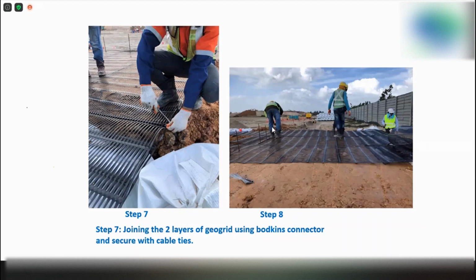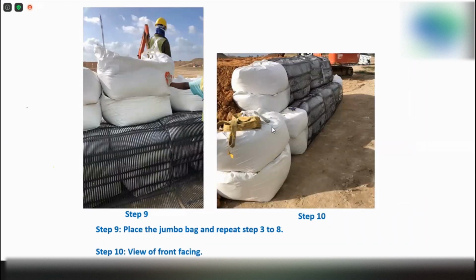So this is how it looked like with using the sandbag, or we call it jumbo bag, as a facing for the geogrid to be wrapped around the face. So this will prevent the soil from being lost from the face.